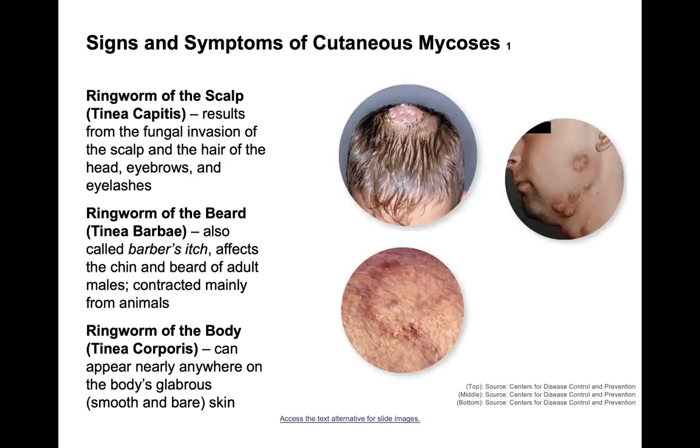So ringworm of the scalp, this mycosis results from a fungal invasion of the scalp and hair of the head, eyebrows, and eyelashes. Ringworm of the beard, also called barber's itch, affects the chin and beard of adult males, and it's contracted mainly from animals. Ringworm on the body, which is the bottom picture here, can appear nearly anywhere on the body's smooth or bare skin.